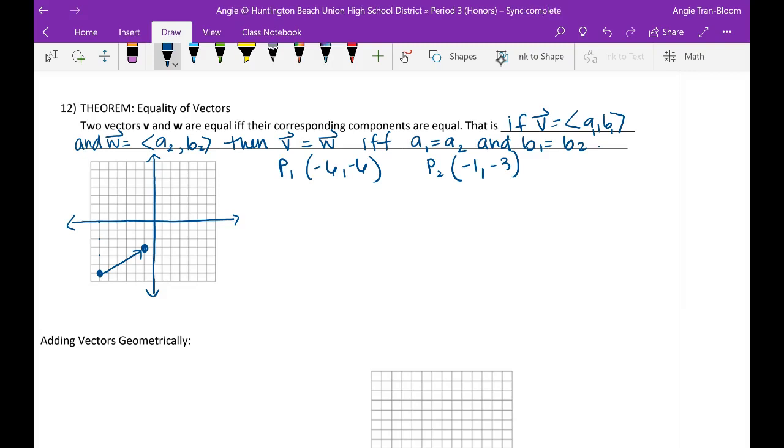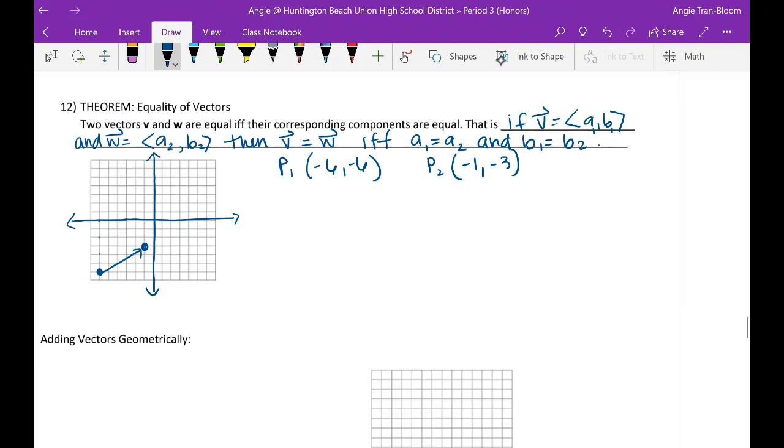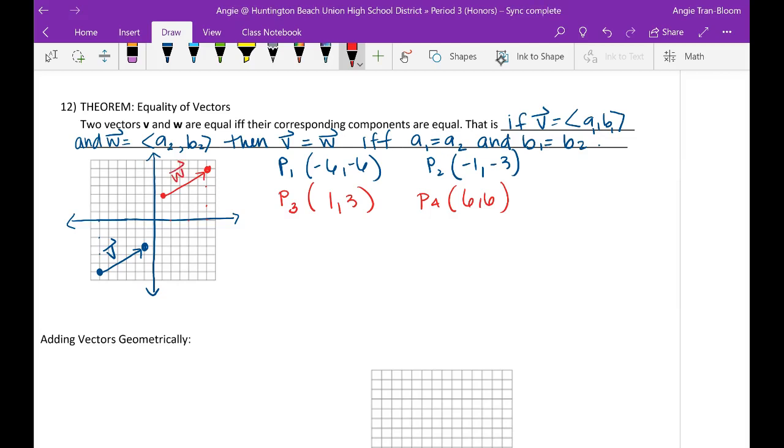Let's call this vector v first. Okay, let's do another vector. Point 3, 1 comma 3, and point 4, let's do 6 comma 6. So 1 and up 3, and 6, 2, 4, 6, 2, 4, 6. I'm just plotting points, no worries. Okay, let's call this vector w.